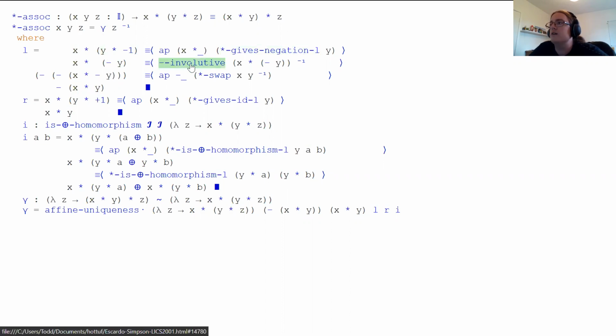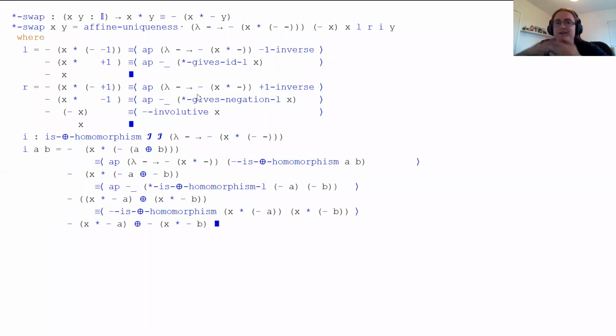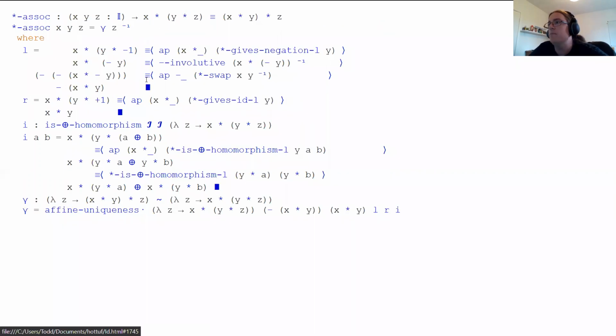Then we use the fact that negation is an involution, which we showed a minute ago. And then we do this swapping lemma here, which is just another separate proof. But again, it's relatively short and just done by the uniqueness of affine. And then we arrive at minus x times y.